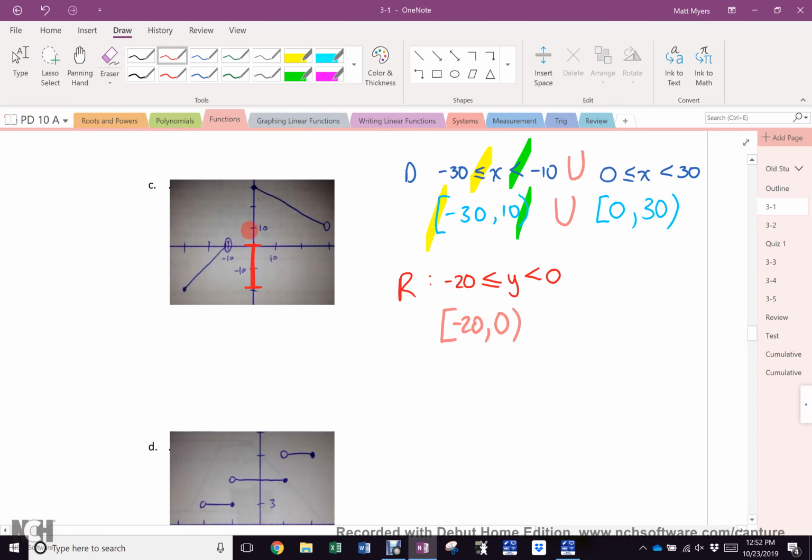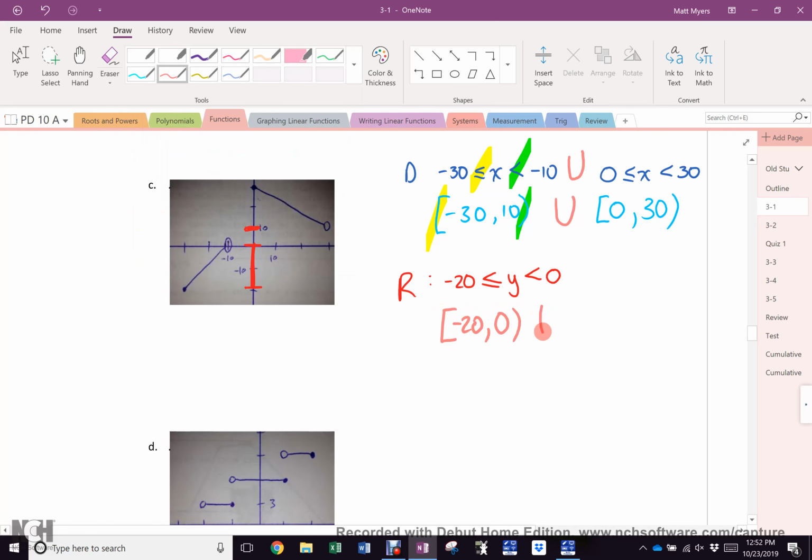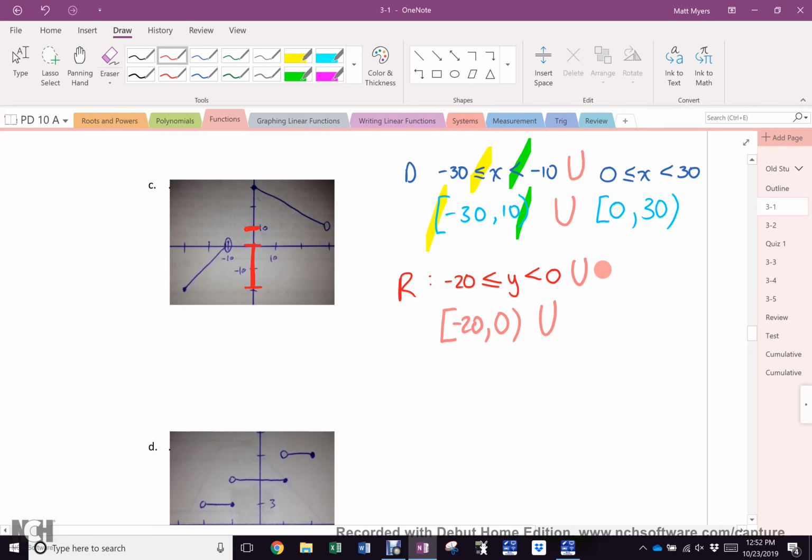Does it start up again? Yes. So I need a U. Where does it go next? 10. You have to put the smaller number first. 10. Is this the right one to put there? Yes. No. Yeah. No. Yes. Jewel. Final answer? Yes. Too bad. So no.